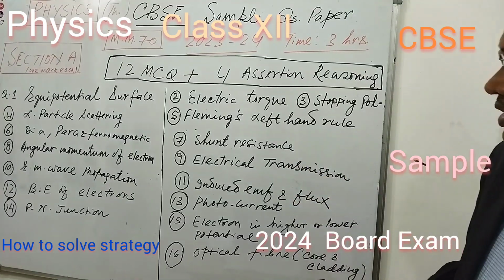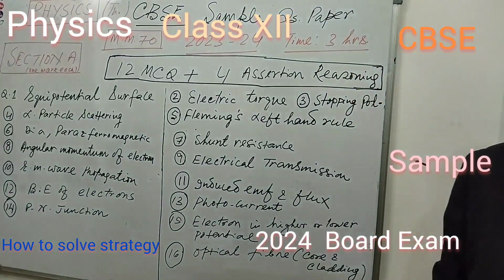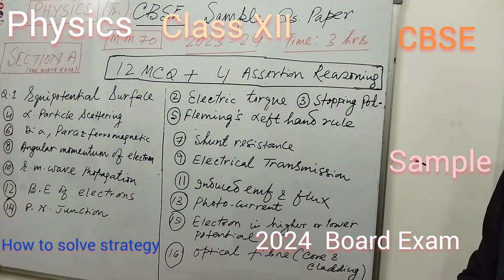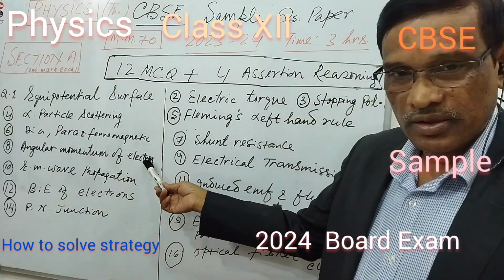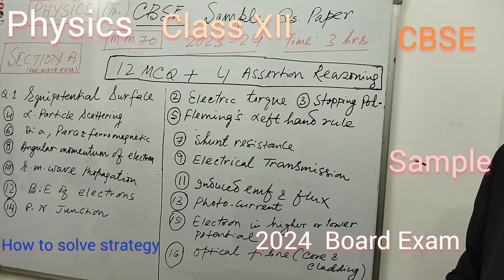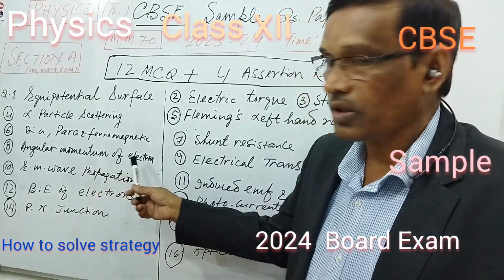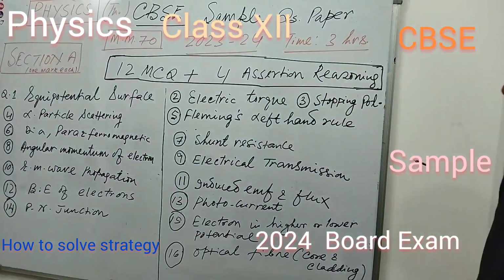Question number 8 is based on angular momentum of a revolving electron, right? So you can do it. Options are given to you, and out of the options you need to find out which one is representing the angular momentum of a revolving electron.